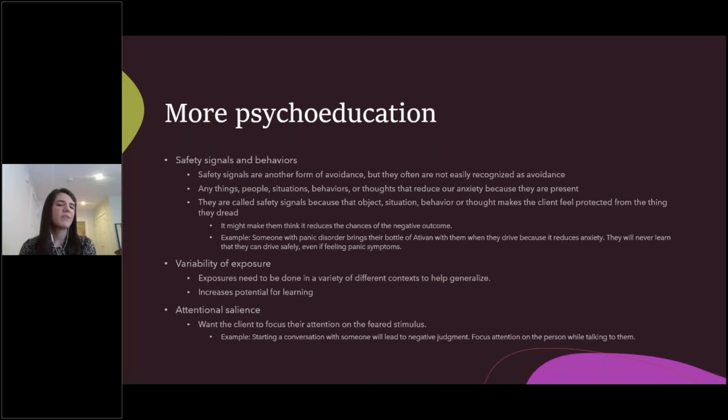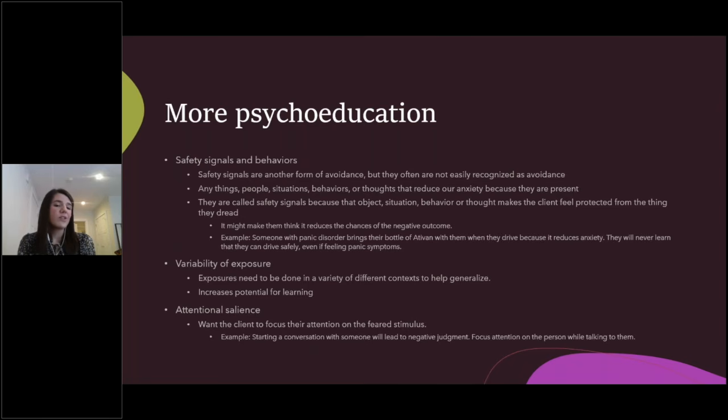Some other examples of safety signals or behaviors could be a patient bringing a water bottle with them wherever they go, or someone who has a fear of driving, like a driving phobia, having a little bobblehead or something on their dashboard that makes them feel calmer when they see it there. It can be a variety of things, and it's important to assess that with your client.